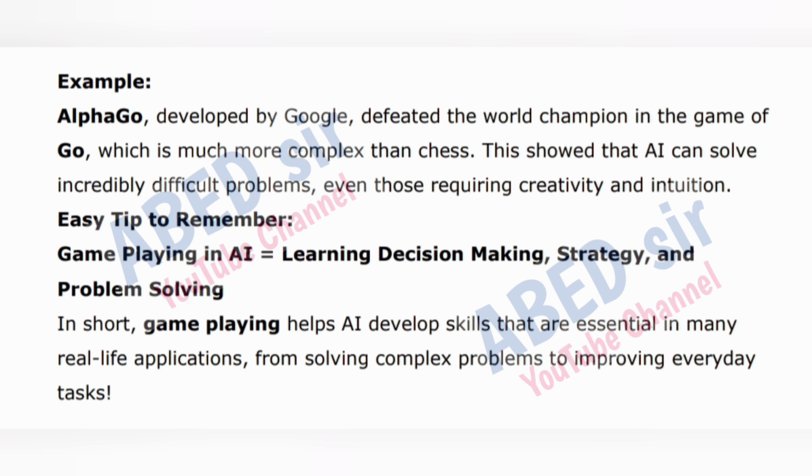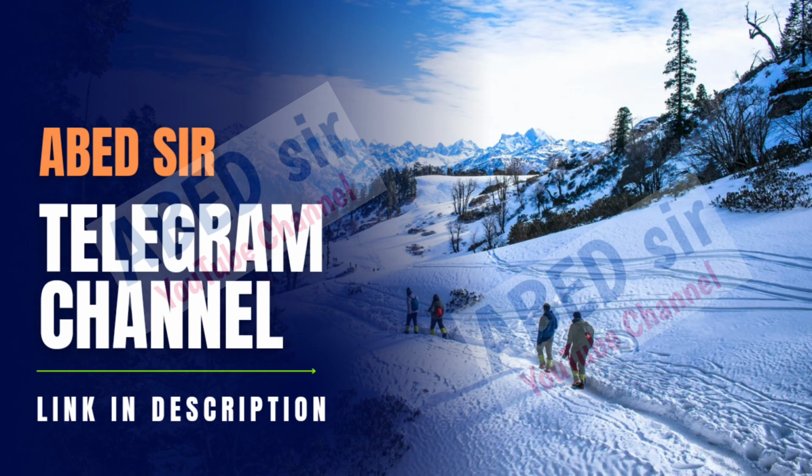This showed that AI can solve incredibly difficult problems, even those requiring creativity and intuition. Easy tip to remember: game playing in AI is equal to learning decision-making, strategy, and problem-solving. In short, game playing helps AI develop skills that are essential in many real-life applications, from solving complex problems to improving everyday tasks.